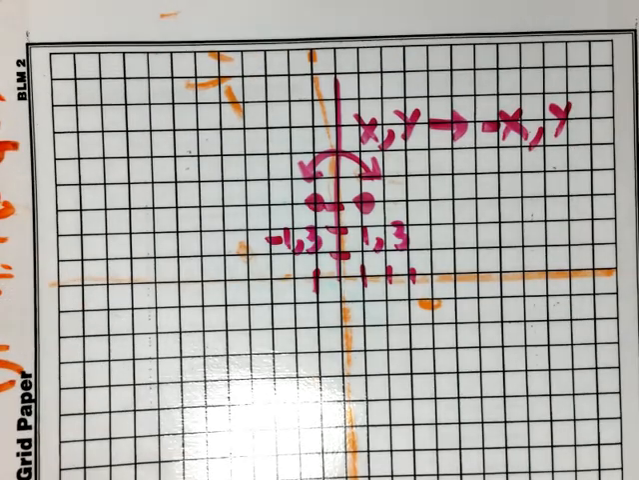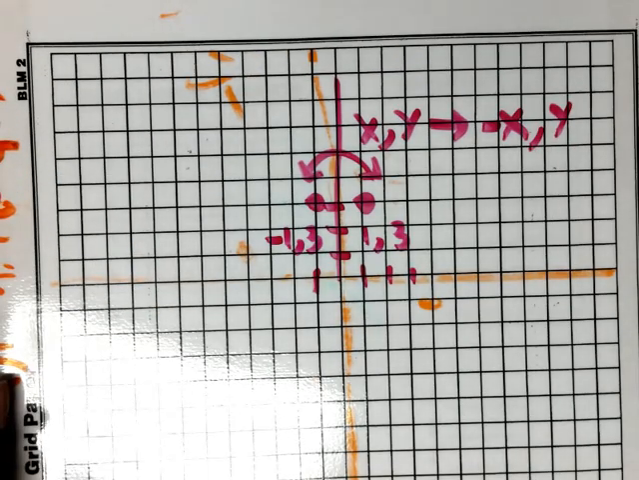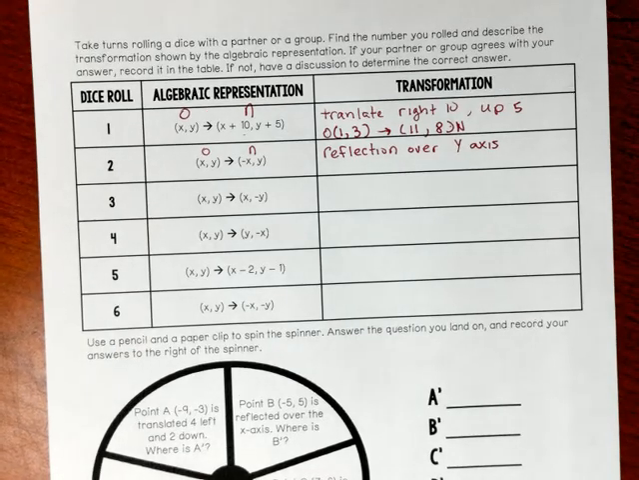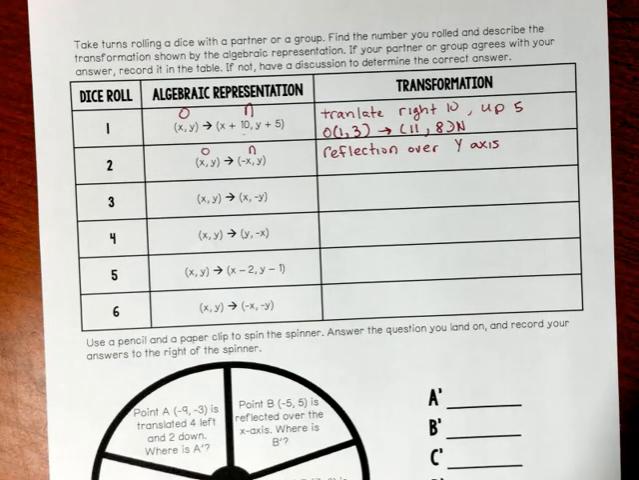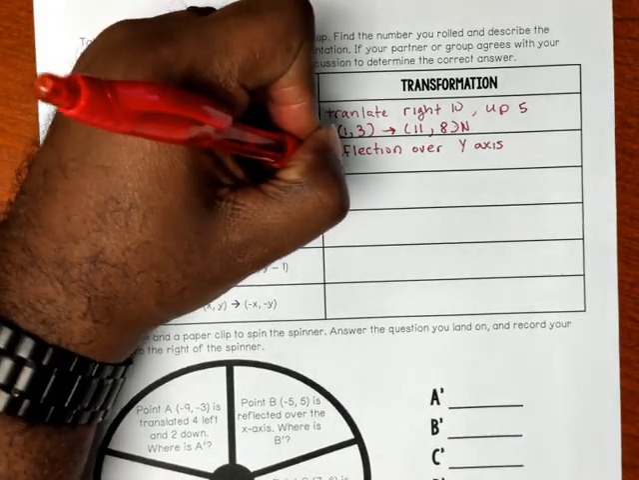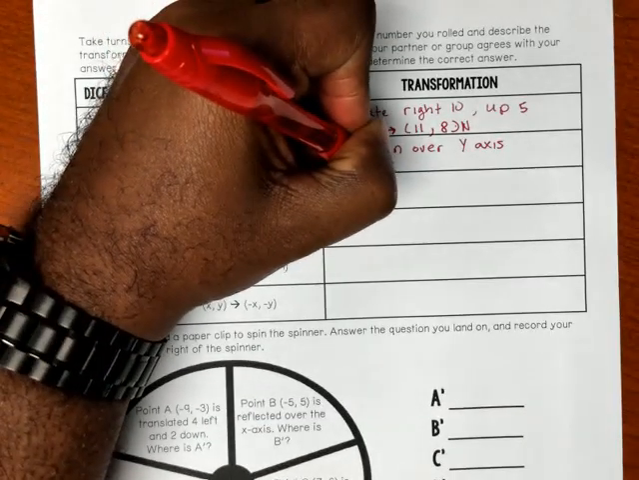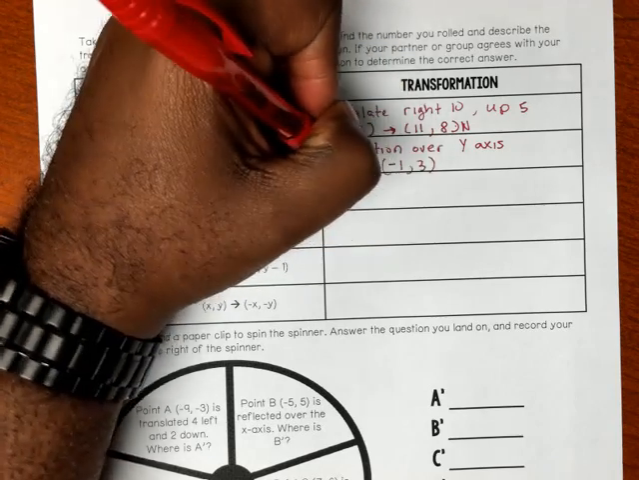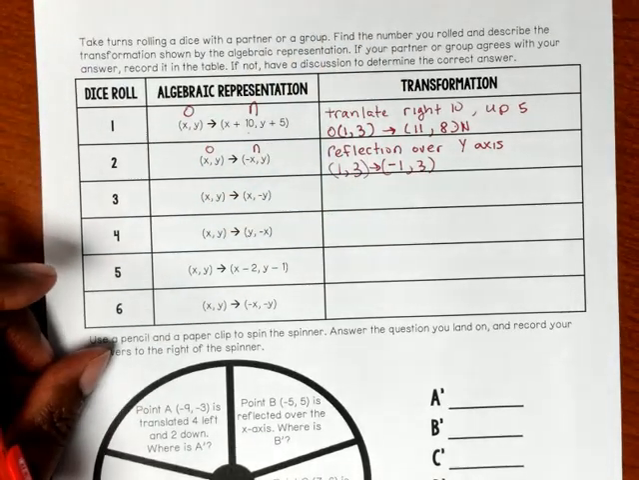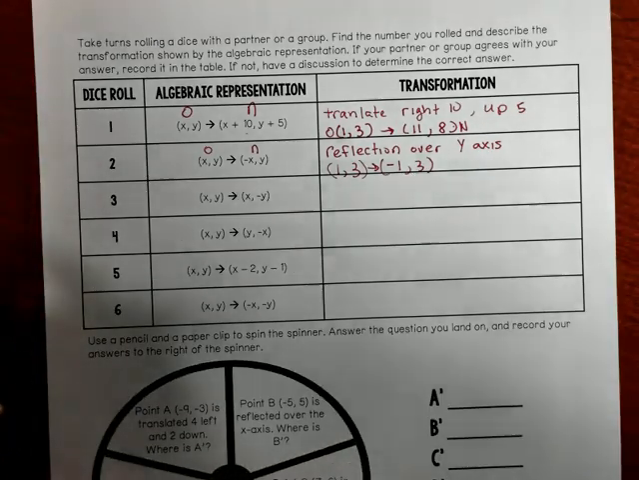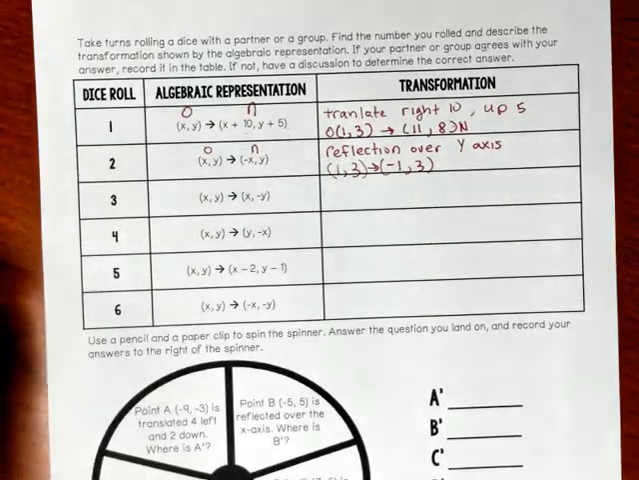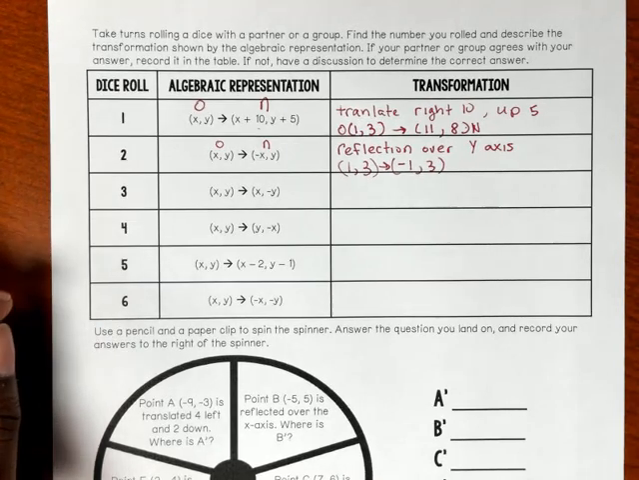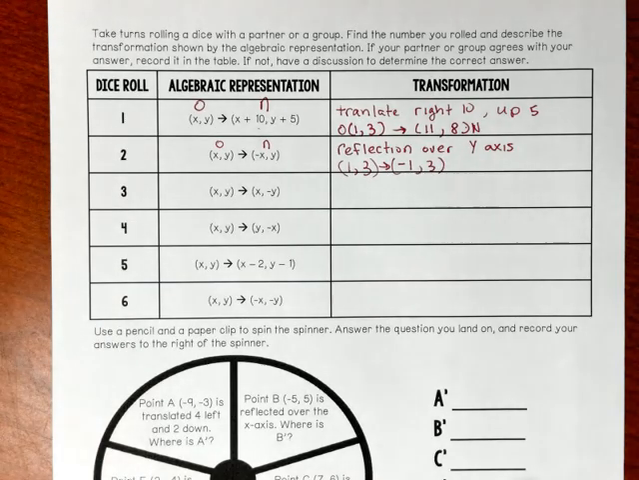So when in doubt, we can always graph and see what's going on. I wrote the point 1 comma 3 on my graph, and that became negative 1 comma 3, so we could see what happened. When in doubt, grab your grid. You can Google centimeter grid paper. You can Google STAAR sheet graph paper. You can buy some from Walmart, but that's really helpful when we're doing this type of work.